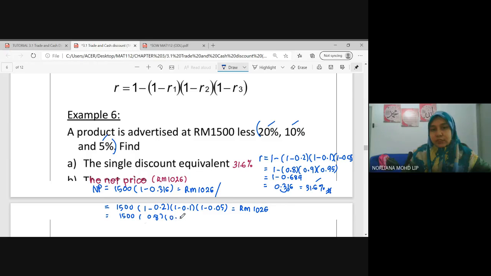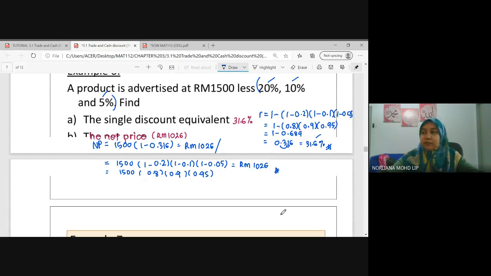0.8 times 0.9 times 0.95. Dapat sama. So depend pada awak lah nak guna yang mana.